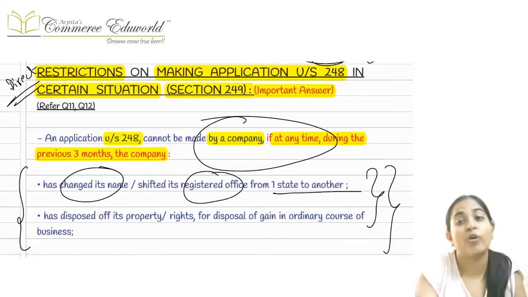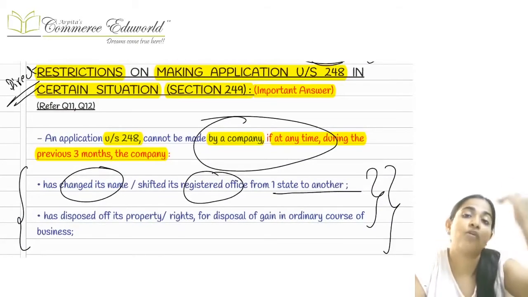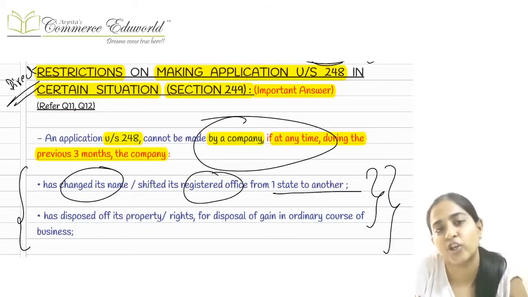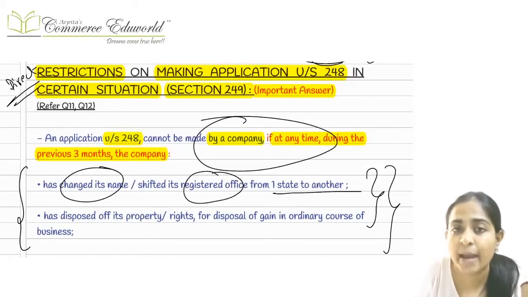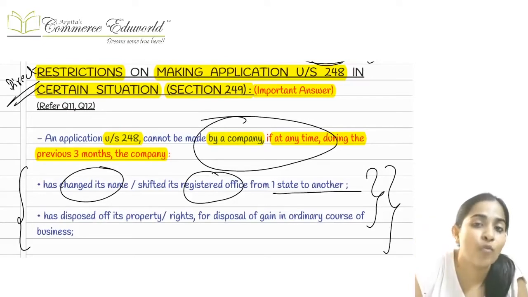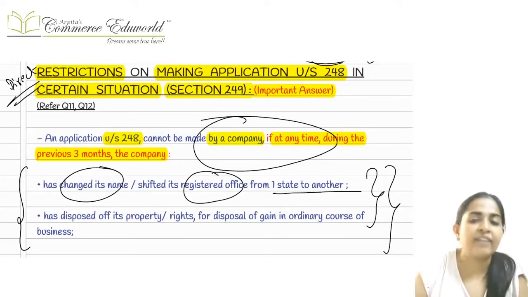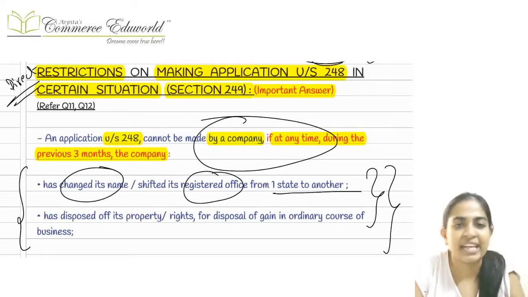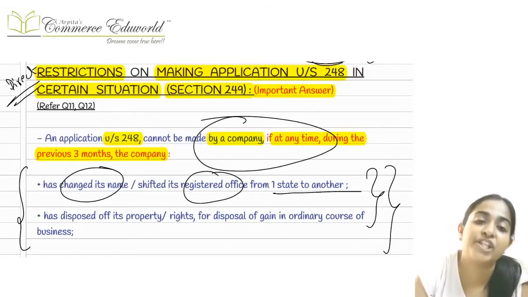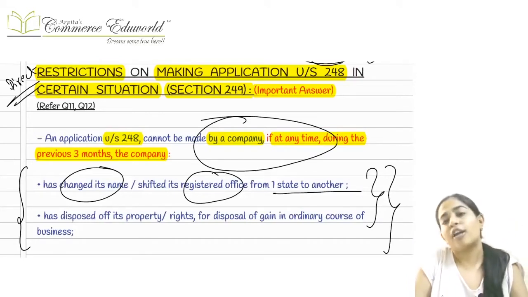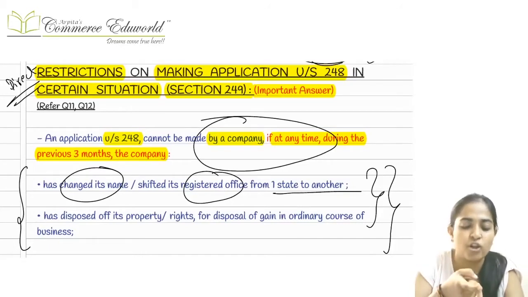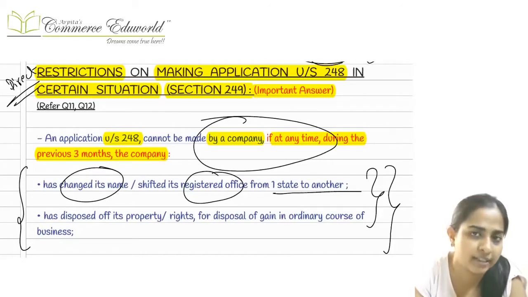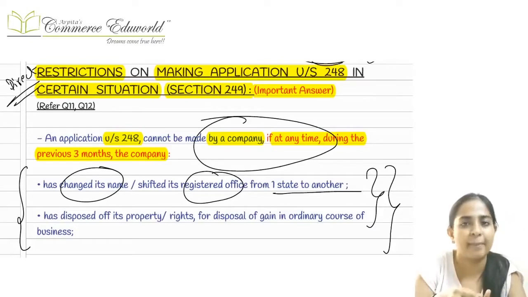Then there were 5 cases where we cannot make an application. Basically, it is the opposite of section 248 subsection 2. In 248.2, remember, we were making an application to the ROC that we want to remove our name. Now here they are telling that for a period of 3 months from a specific event, you cannot make an application to the ROC for removal of name. Okay, suppose you have changed your name or you have changed your address from one state to another, then wait for 3 months, then go and make an application.